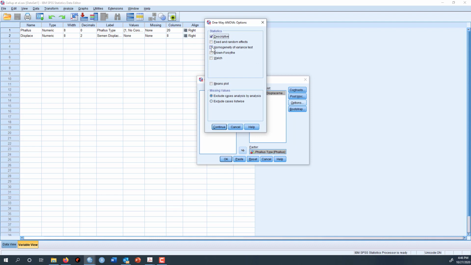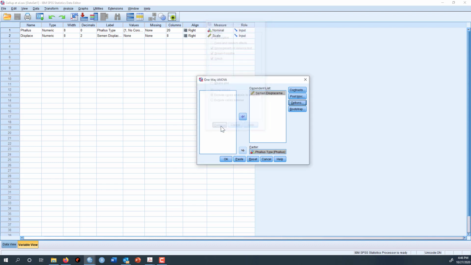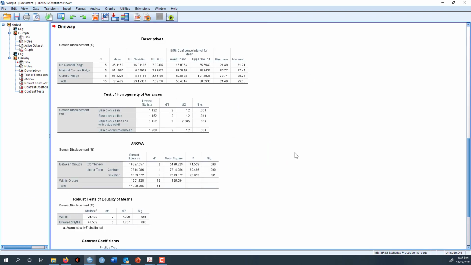I like the descriptives. He didn't say to do that, but I'm telling you I like it. And then he puts these in. I'm not teaching you guys about this stuff, so don't worry about that too much. But anyway, we'll just follow his suggestions and hit OK.